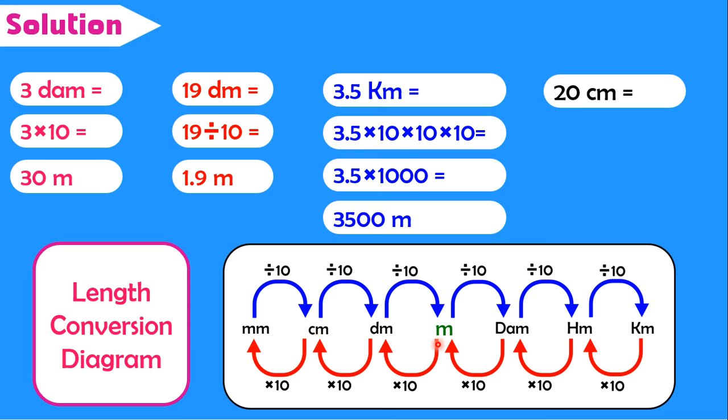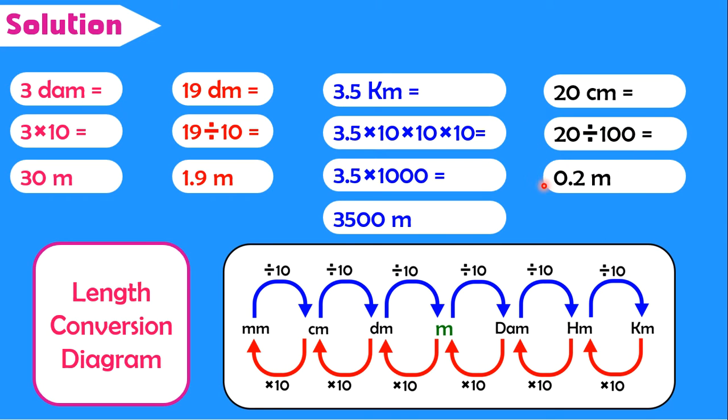Now 20 centimeter. From centimeter to meter, I have to do division because I'm moving to the right, from a smaller unit to a greater unit. So I have to divide. Divide by 10, then divide by 10. This will give us divide by 100. This will give us 0.2 meters.